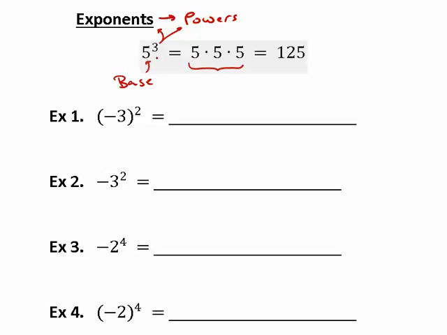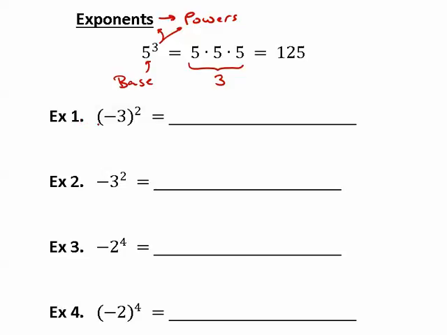The expression itself means that we take the base number and multiply it by itself the exponent number of times. So there are 3 of these 5s that we're multiplying together. And then the result, 5 times 5 is 25, times the remaining 5 makes 125.